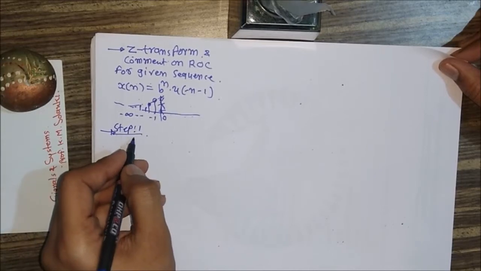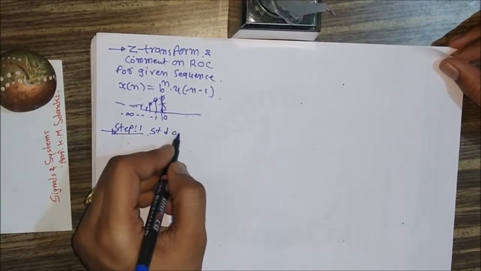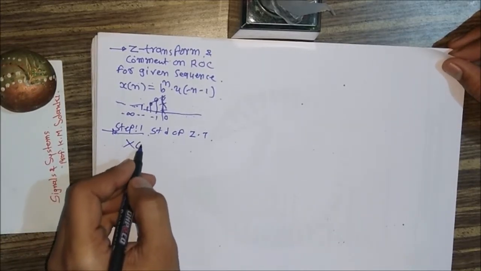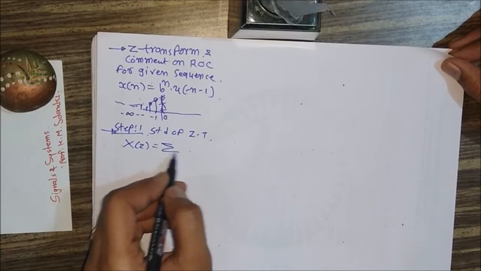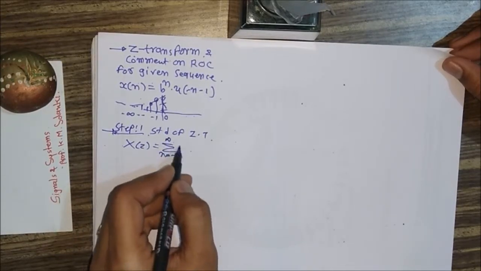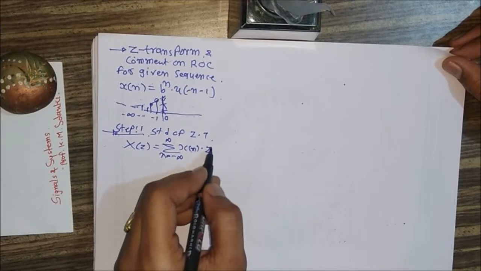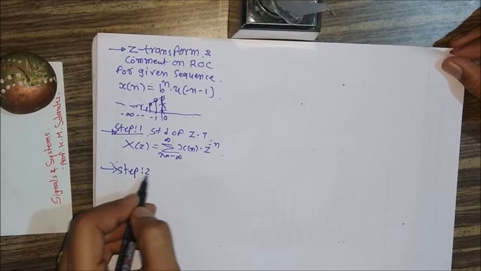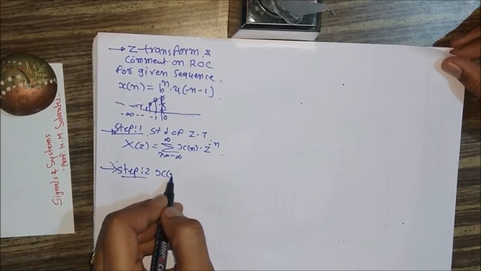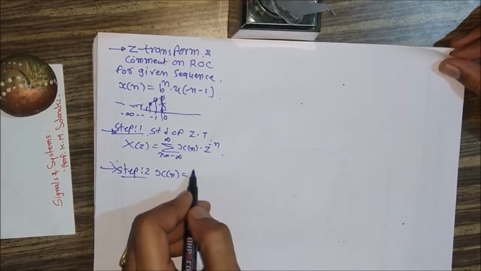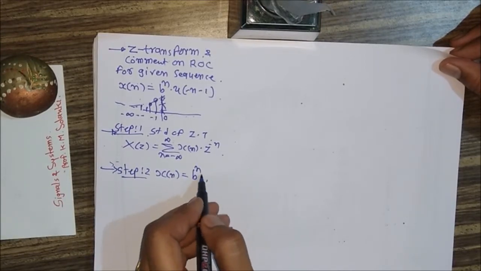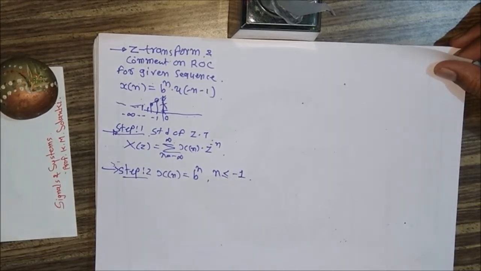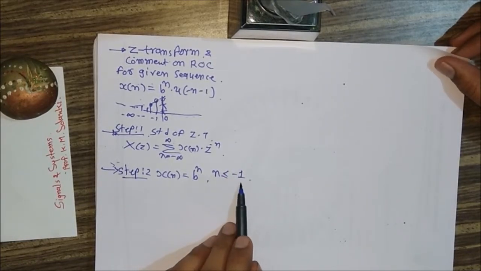So first of all, we start with step 1, considering the standard definition of Z-transform. The step is the same: X(z) = summation n = -infinity to infinity of x(n) z^-n. But now there is a modification in step 2, which is considering the limit of x(n). So x(n) = b^n, and the limit of n is n <= -1, so n goes from minus infinity to -1.